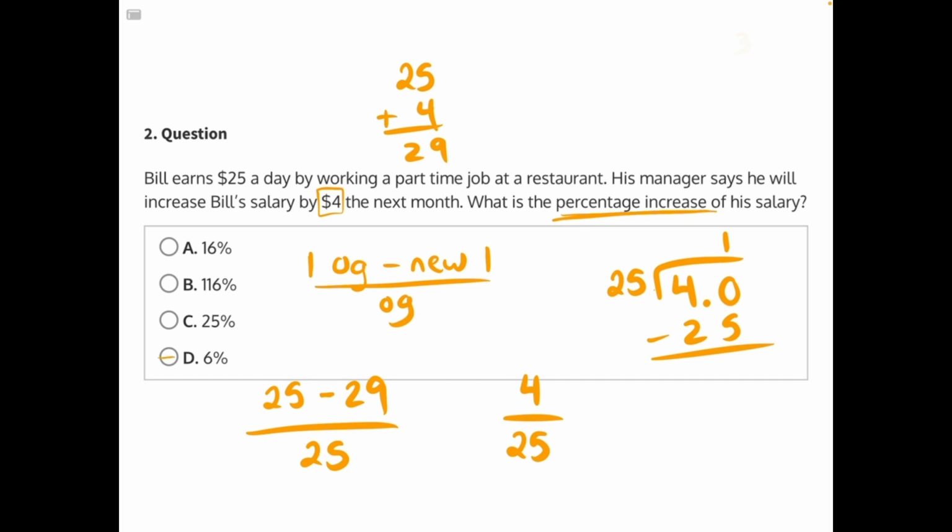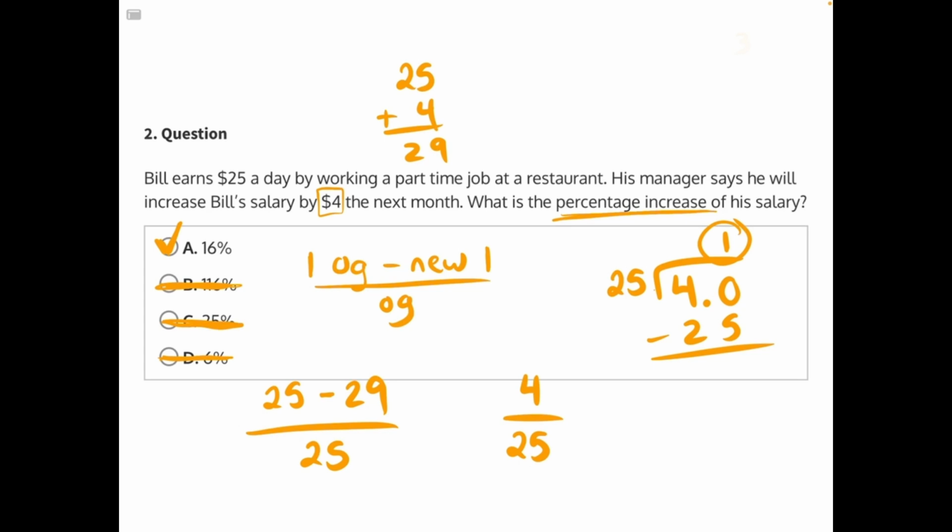We can eliminate D, because we need to have a 1 as the first digit of our percentage. We can eliminate C. B has 1 as the first digit of the percentage. However, 116% is illogical. 4 is much smaller than 25. There's no way that the number 4 is 116% of 25. That would mean 4 would have to be a bigger number than 25, and that's just simply not true. So B is also incorrect, leaving us with A as our correct answer.